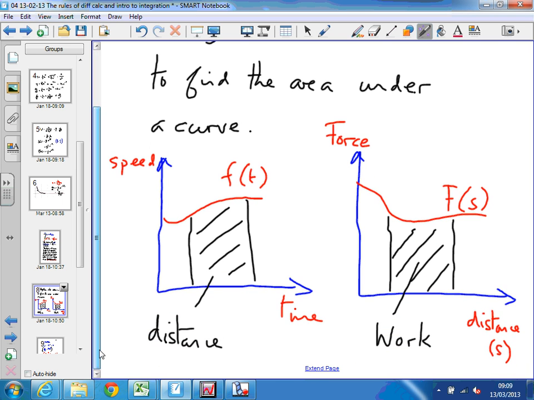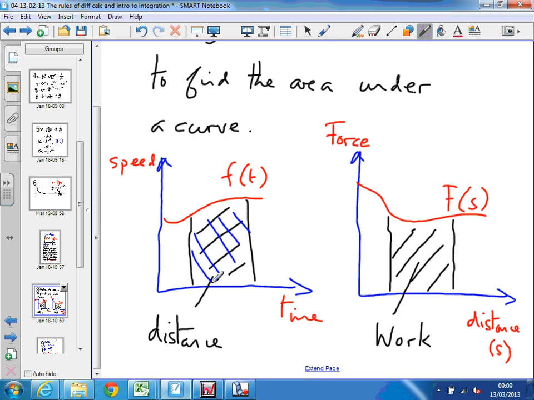So if I've got a speed against time curve here, this first example, and this is how it behaves, if I find the area underneath this curve, then the units of that area are going to be the units of whatever this is multiplied by the units of whatever this is, because the area is this length times this length. And that's speed times time, which is distance if you think about it. If I multiply my speed by how long I've been going at that speed for, 30 miles an hour for an hour, how far have I gone? 30 miles.